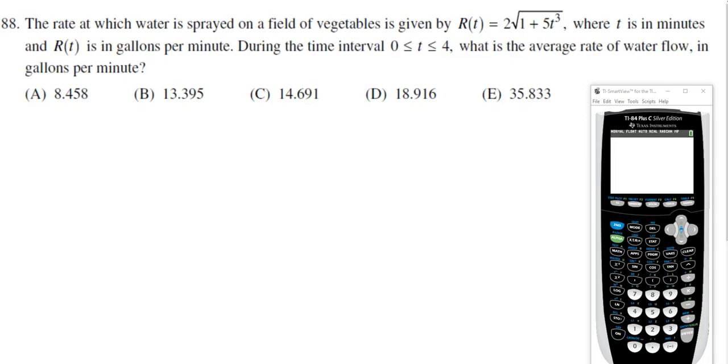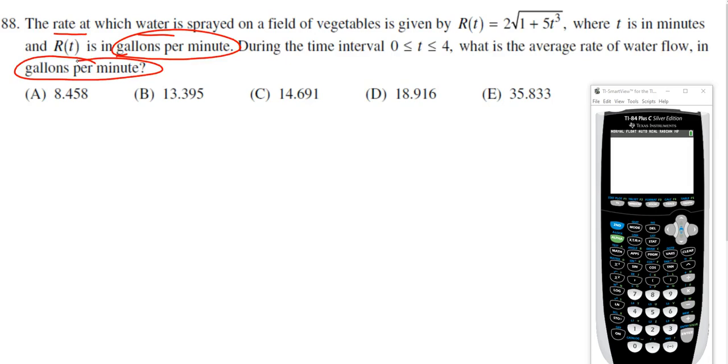88. The rate at which water is sprayed on a field of vegetables is given by R of t, where t is in minutes and R of t is in gallons per minute. During the time interval 0 to 4, what's the average rate of water flow in gallons per minute? Okay, be really careful with this because you see average rate and might want to apply the average rate of change, f of b minus f of a all over b minus a, but notice you want the average rate of water flow, and you are given the rate of water flow. Okay, it is already in gallons per minute, and that's what you want here.